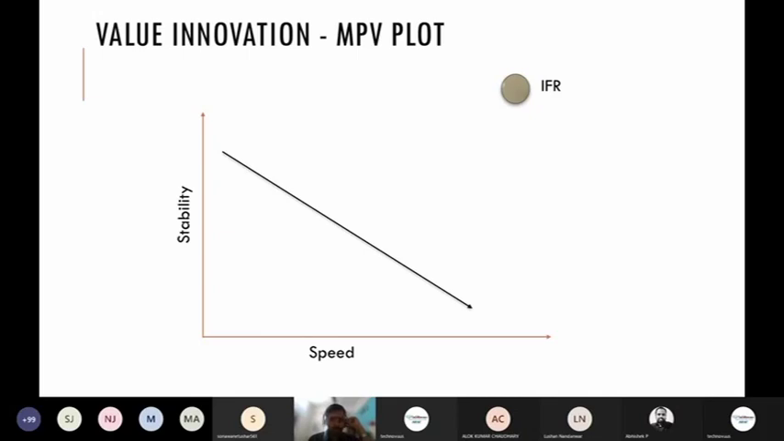Now I'm again bringing jargon terminology, but live with it. We will use it quite often, and this is an important concept, ladies and gentlemen. IFR stands for ideal final result. It means we want to achieve speed also, and we want to achieve stability also. We don't want to travel on this line.